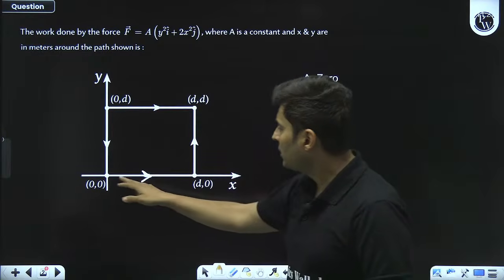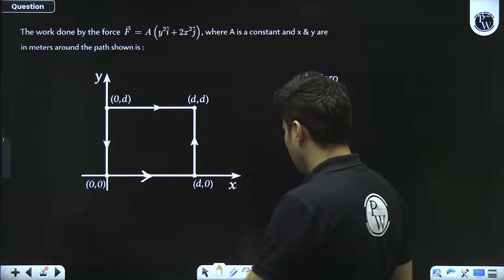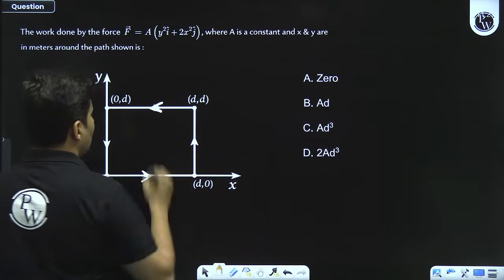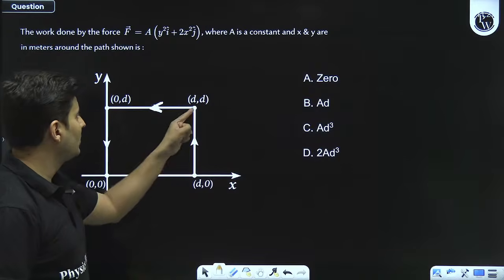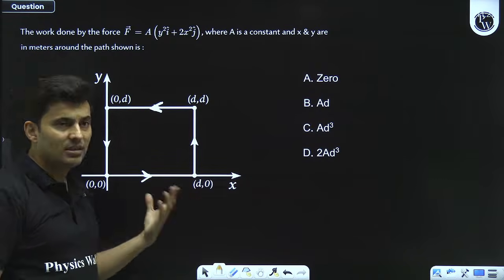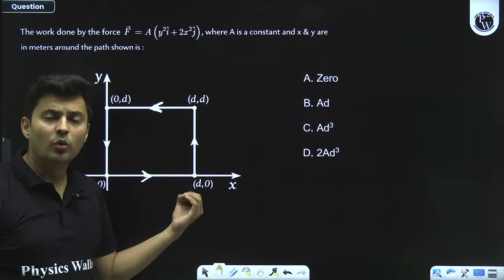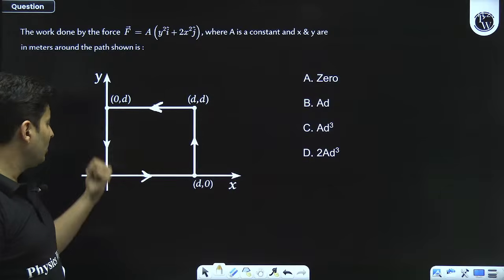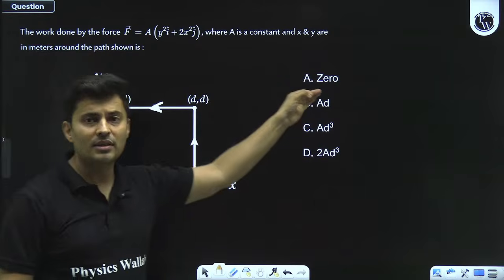So you're starting from here, going like this, going like this, going like this, and coming back over here. So in this closed path, what is the work done? Now, the most common mistake which kids make is, because you're coming back to the same point, many people think the answer should be 0.